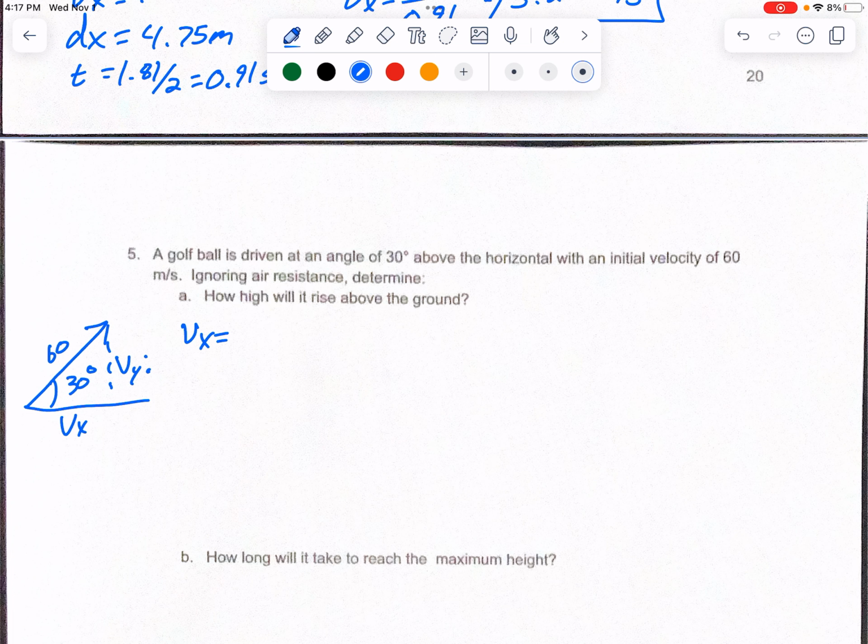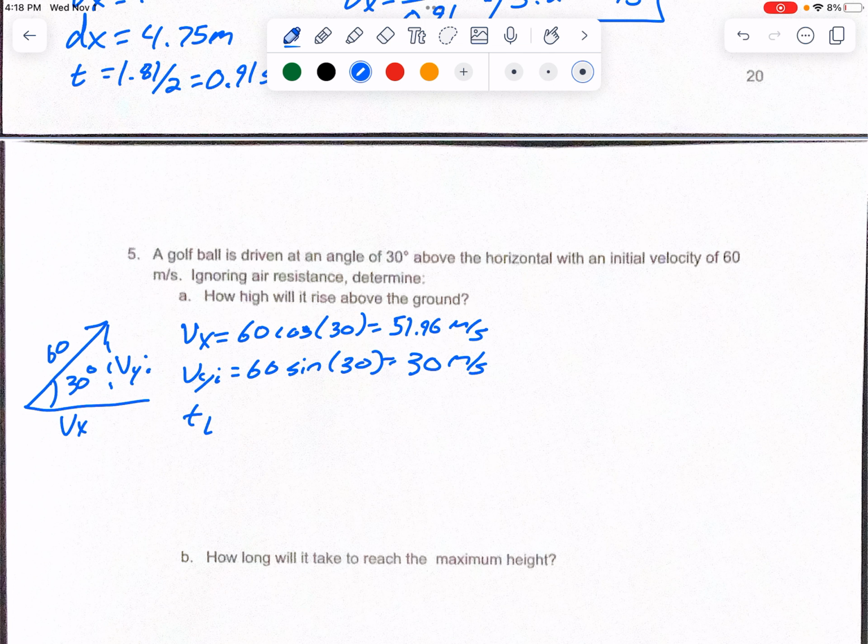So Vx is going to be 60 times cosine of 30. And you're going to get 51.96 meters per second. Vyi is going to be 60 times sine of 30. And you're going to get 30 meters per second. It is okay to get whole numbers. It's just going to happen sometimes. T total is going to be that 30 divided by 4.9.